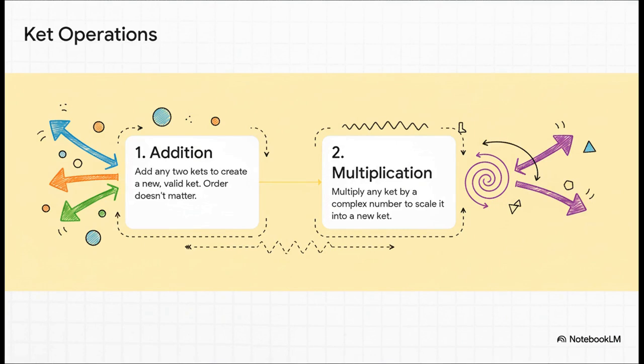First, you can add any two quantum states, any two kets, and the result is another perfectly valid quantum state. Simple enough. Second, you can multiply any ket by a number, and this basically scales or rotates it around in that abstract Hilbert space. These two rules together are what physicists call linearity, and they are the absolute bedrock of quantum mechanics. They make sure everything is consistent and predictable.